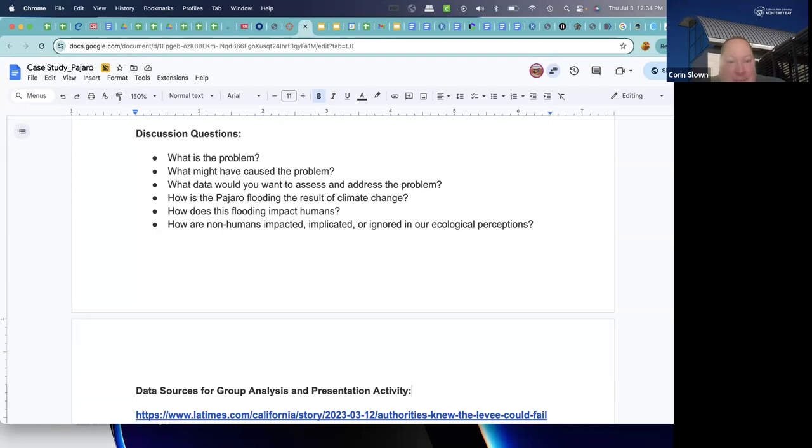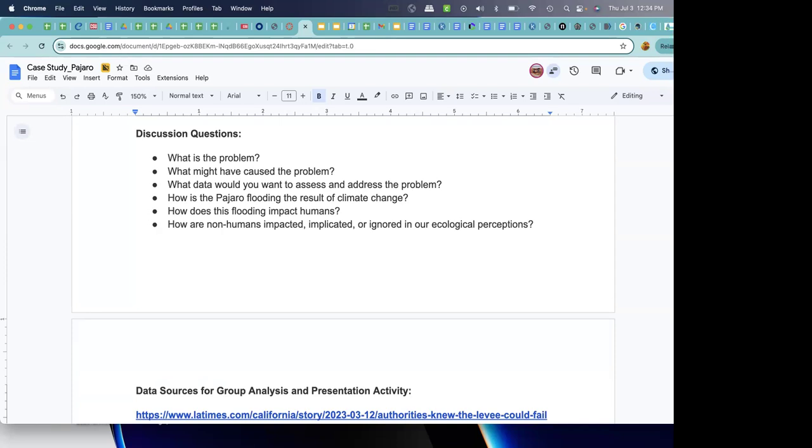Perfect. So the problem was the flooding destroyed thousands of homes and roads and all of that. The cause of the problem was the lack of flood control. There was less vegetation, rodent control, slope rehabilitation, and the data that we would want to assess and address would be things such as that, like the amount of vegetation and trees being removed in the slope rehabilitation. We would want to see how we could solve issues such as that.